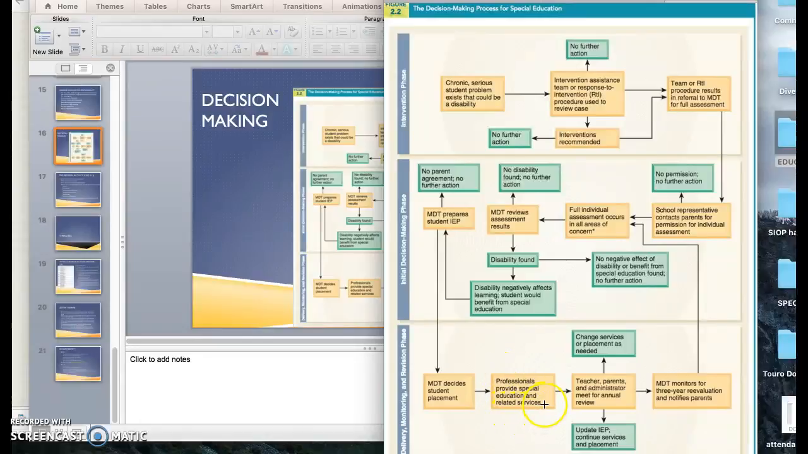The professionals need to provide the special education and related services program. So as a team, the IEP team decides that. The teachers, the parents, and administrators meet annually to review the goals, and possibly a change of placement or services might happen, or you might just need to update and continue with the services as is. Every 3 years, you will go through and do another full evaluation with the permission from the parents, and then you start this process all over again, just ensuring that the student's getting what they need.